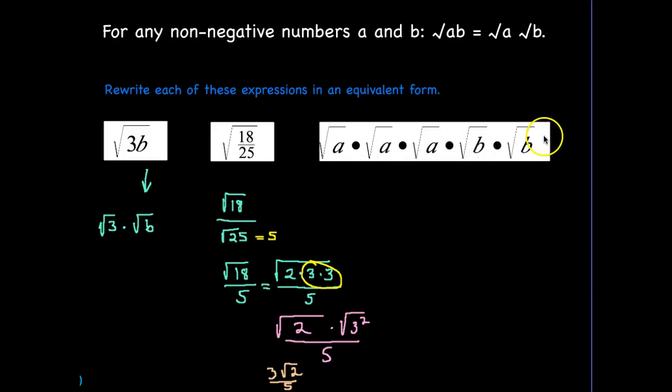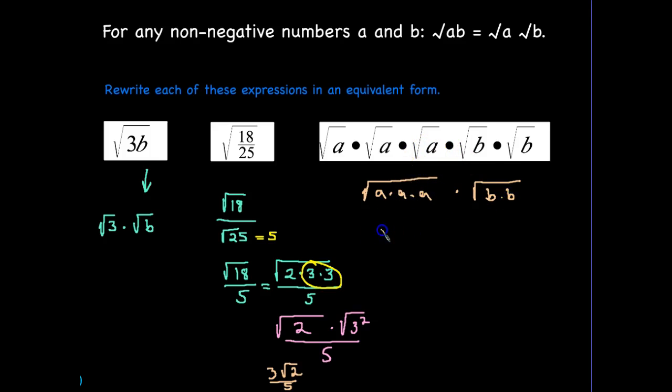Well, this is all spread out. Can we combine this together? Since they're all multiplication, we can. We can combine these a's into a, the square root of a times a times a. And then we can combine the b's into the square root of b times b. This is one equivalent way to write it.